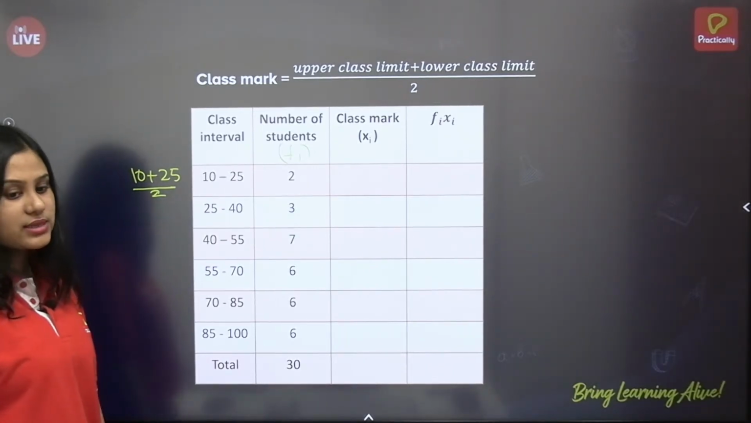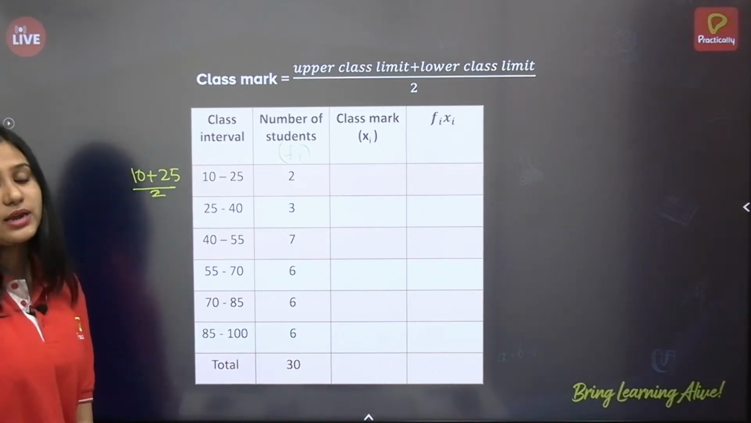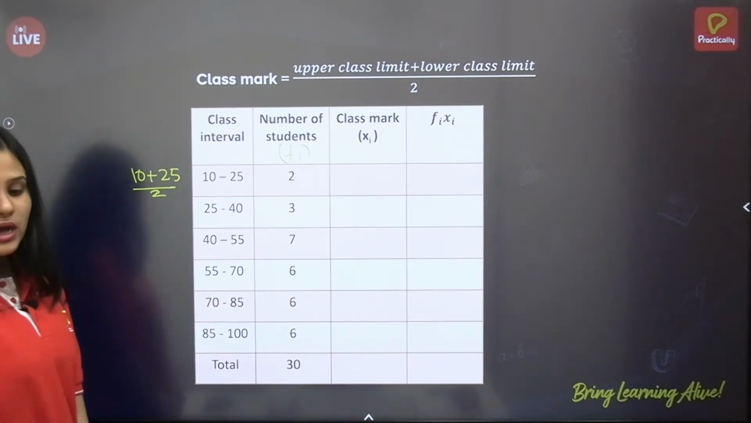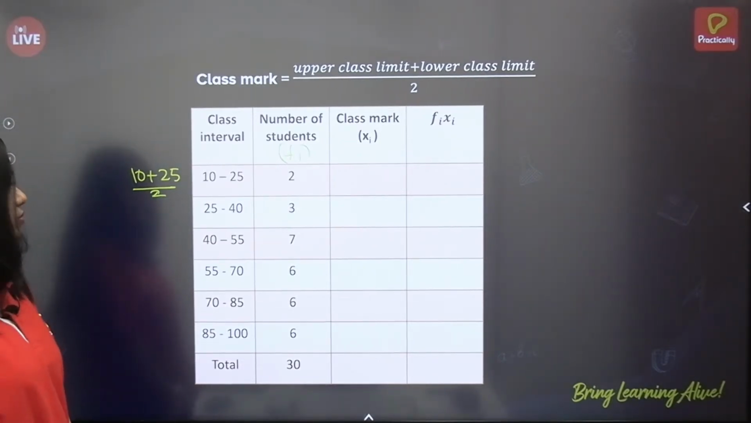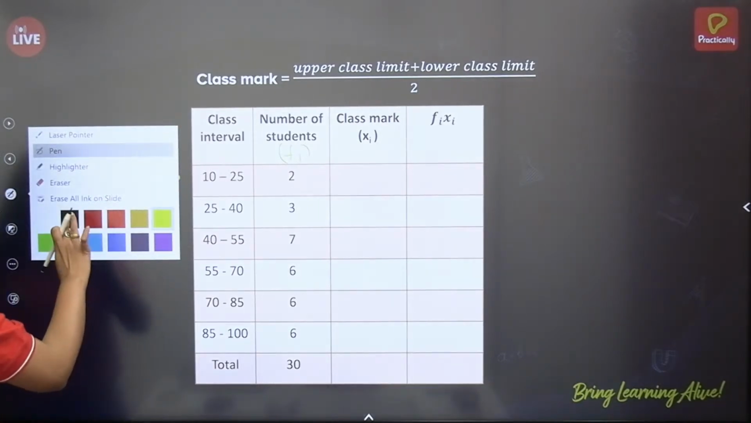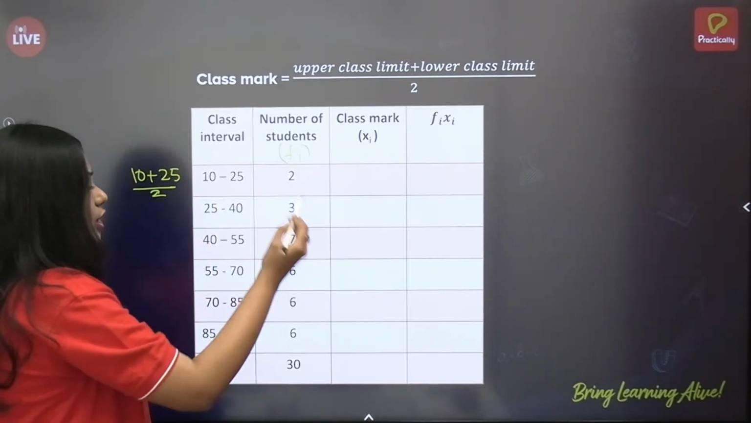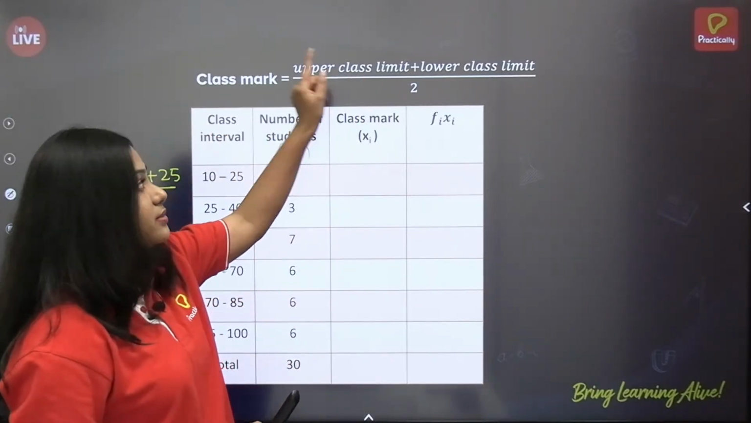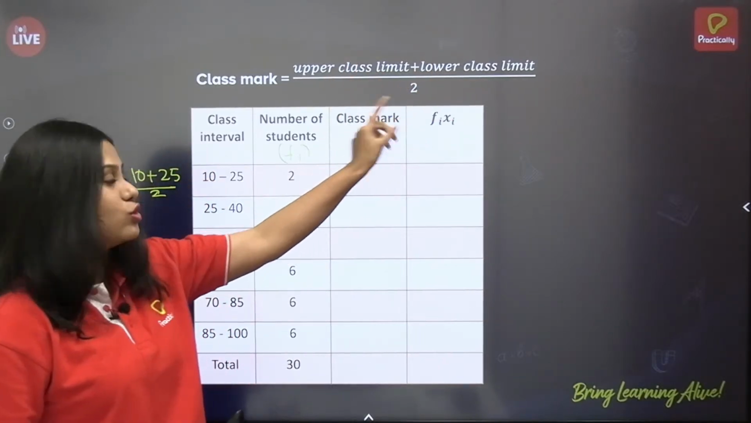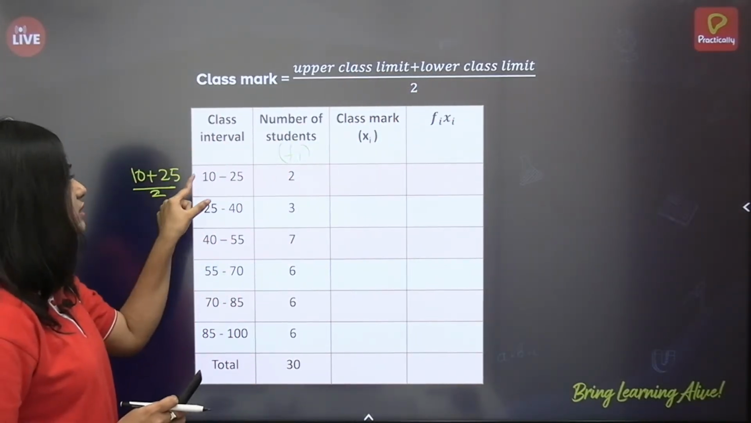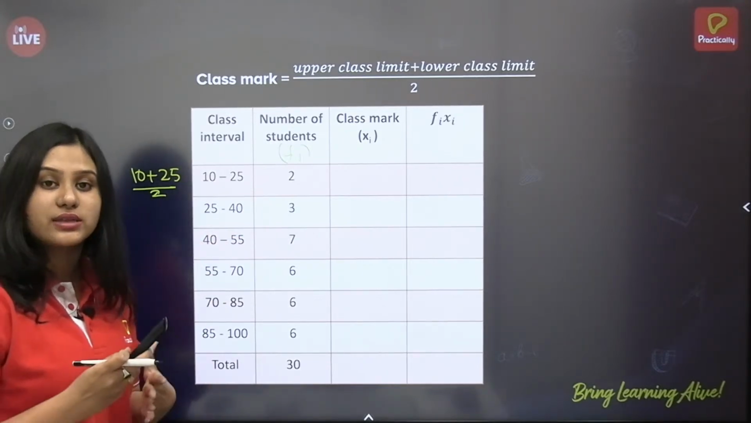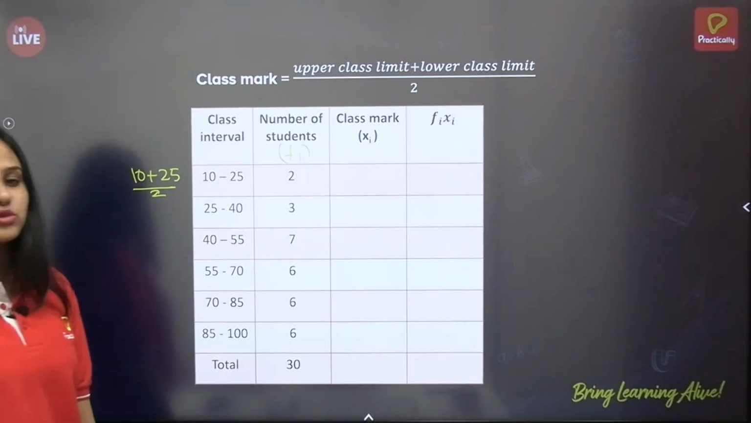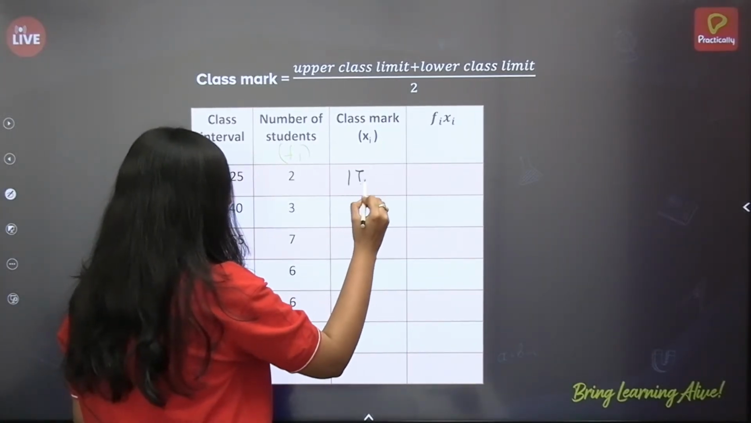Come on, tell me the answer. You have to be attentive and also interactive. Aryan, hello Aryan. Come on, it's easy. So what are we finding? Class mark. How do we find the class mark? Again I'm telling you, upper class limit plus lower class limit by 2. The first class interval is 10 to 25, so 10 plus 25 by 2. What do we get? 35 by 2, that is 17.5.